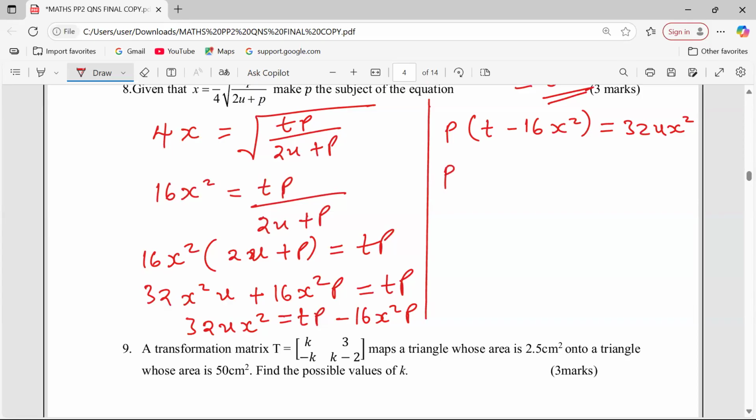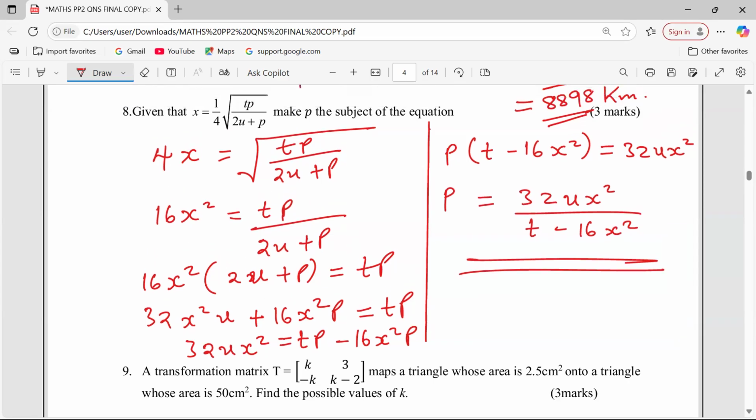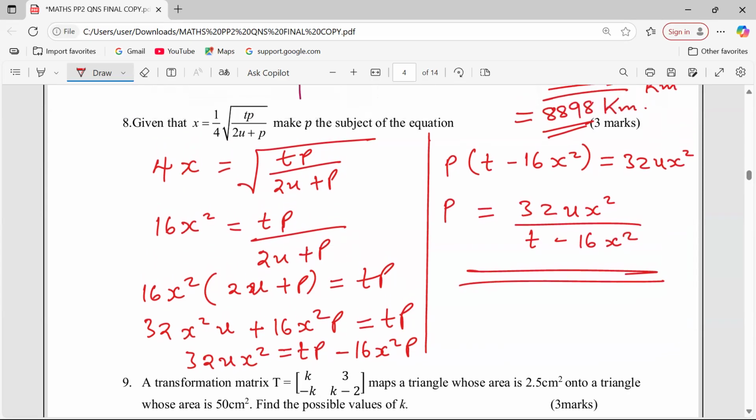So can I remain with p alone now? You just play along with the terms. You play along with the terms. Very simple.